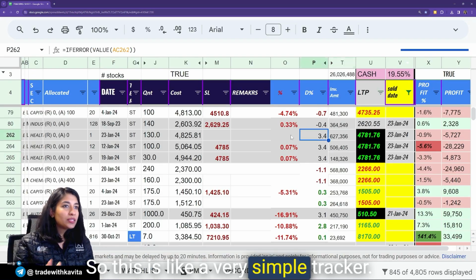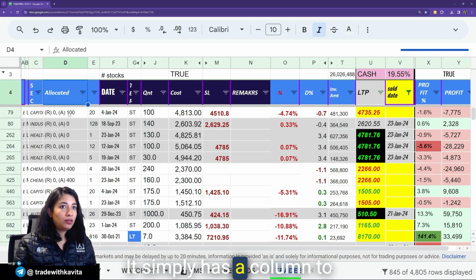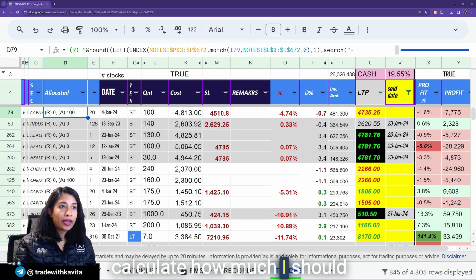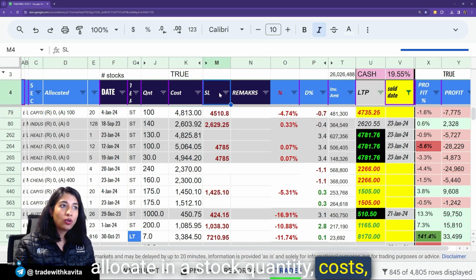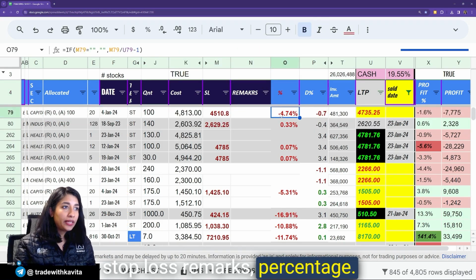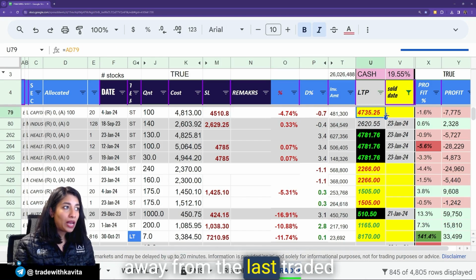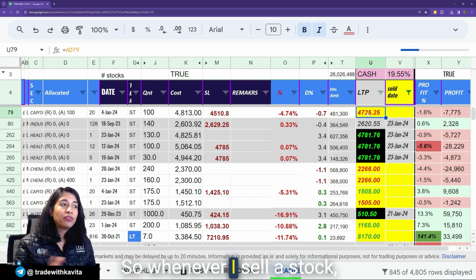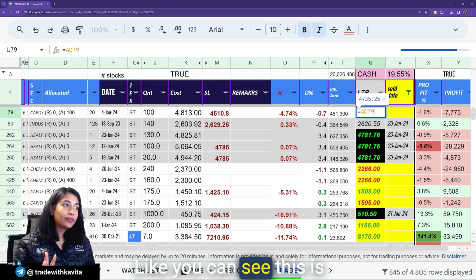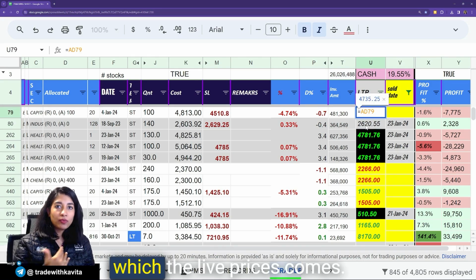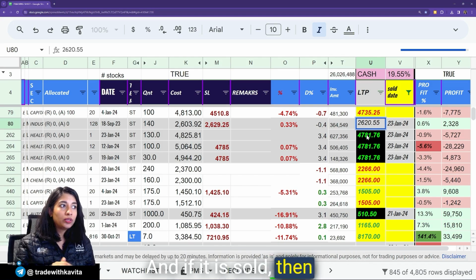This is a very simple tracker. It simply has columns to calculate how much I should allocate in a stock, quantity, cost, stop loss, remarks, the percentage the stop loss is away from the last traded price, and the sold date. Whenever I sell a stock, I freeze this amount. You can see this is connected to another cell from which the live prices come, and if it is sold, then I freeze the price.